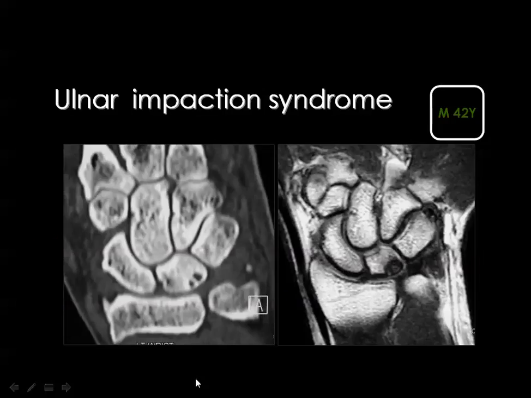This is an example of ulnar impaction syndrome by CT coronal reconstruction and MRI coronal T1 weighted image. You see the changes in the lunate bone, you see the positive ulnar variance, and if you look carefully at the triangular fibrocartilage, you can feel that there is some injury here.